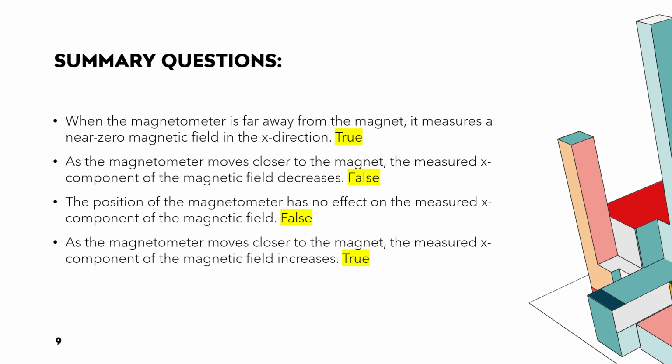Some of the concluding summary questions were that when the magnetic meter is far away from the magnet, it measures a near zero magnetic field in the x direction. This is true because when distance goes up, the magnetic field goes down. The last 3 statements basically summarize the same thing, except one states that it's decreasing, one says it's staying the same, and one says it's increasing. The true one is that as the magnetometer moves closer to the magnet, the x component of the magnetic field increases, because as distance goes down, the magnetic field goes up.